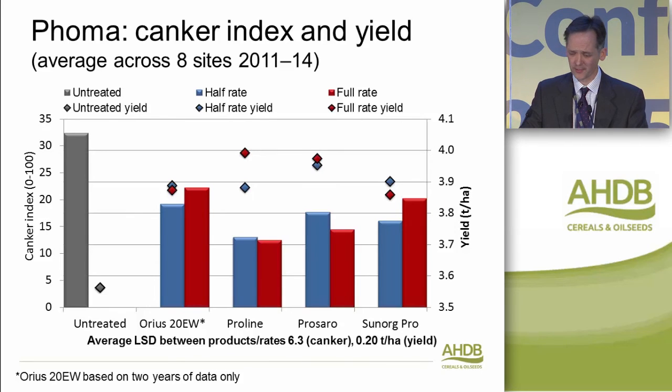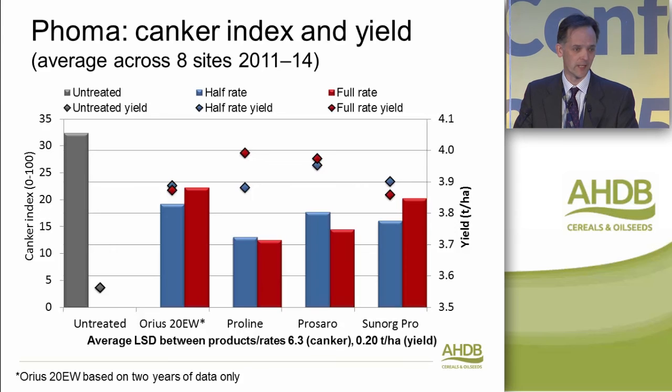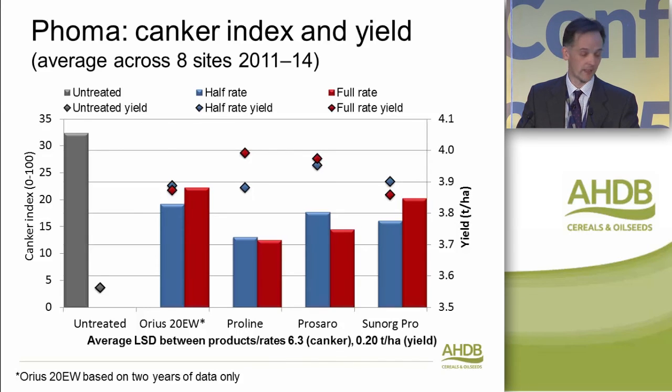Just looking at some of the historic data on phoma, up until 2014 we were looking at half and full rates of a number of different products. Not all are shown here actually because some still haven't been registered, but clearly when we look at phoma across 8 sites over 4 years, we get a reasonable average as to what the actives are doing. Clearly we had a canker index in the untreated there of over 30, and Proline looked highly effective at reducing canker index to around 10 or 12.